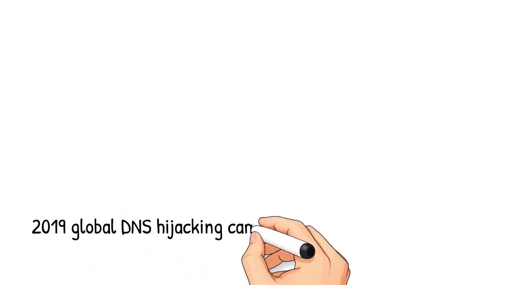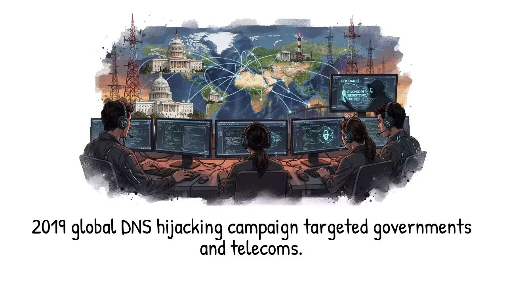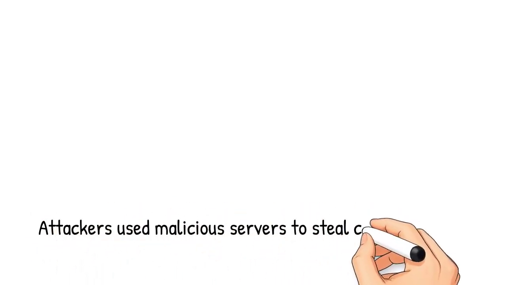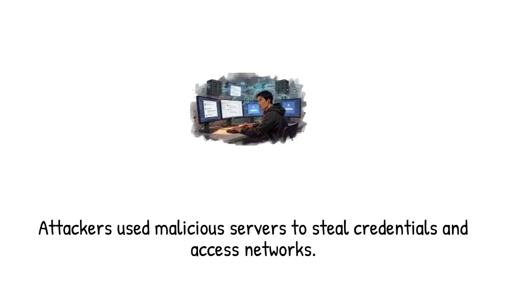In 2019, cybersecurity researchers uncovered a massive global DNS hijacking campaign that targeted government agencies, telecom companies, and critical infrastructure providers. Attackers gained access to domain registrars and modified DNS records to redirect traffic to malicious servers. These servers captured login credentials, intercepted emails, and allowed attackers to infiltrate internal networks.